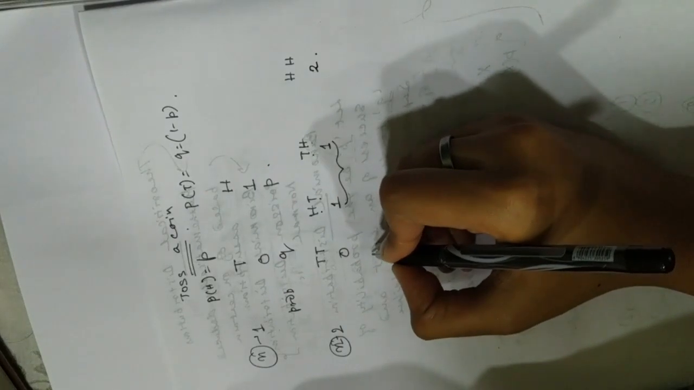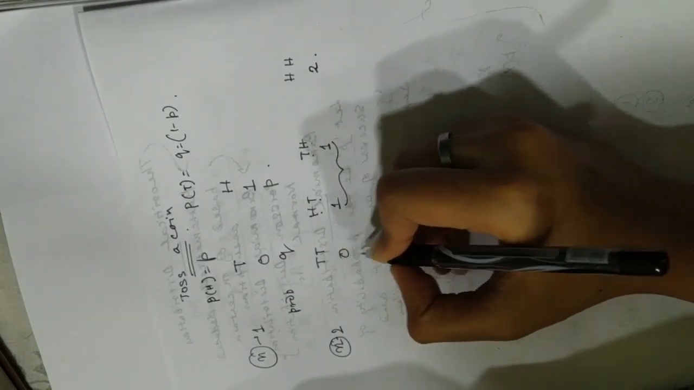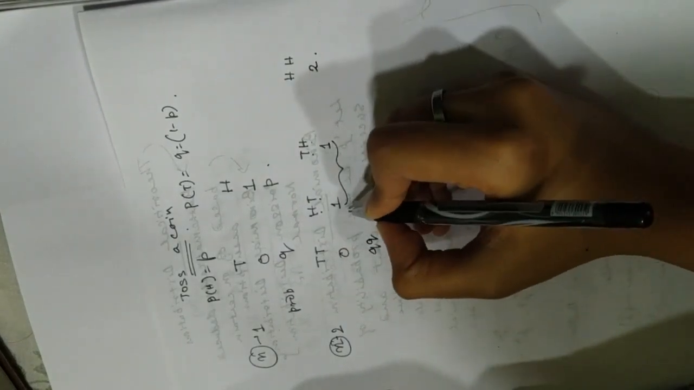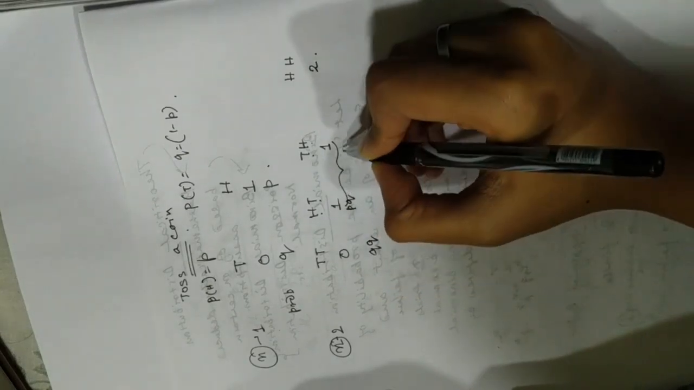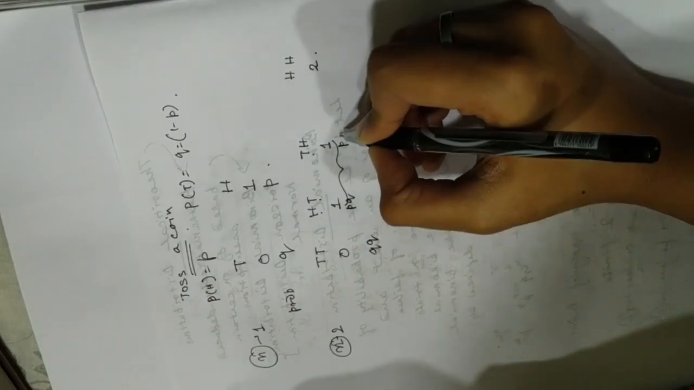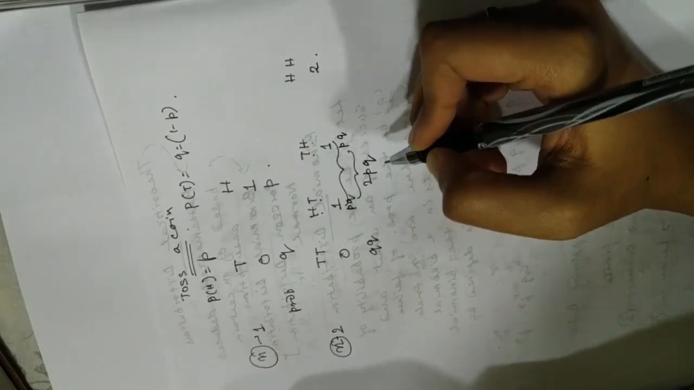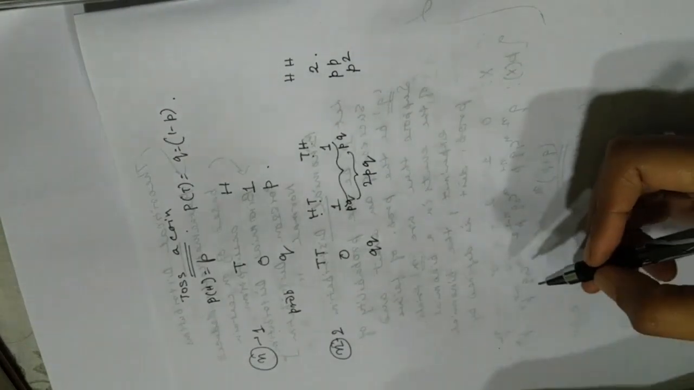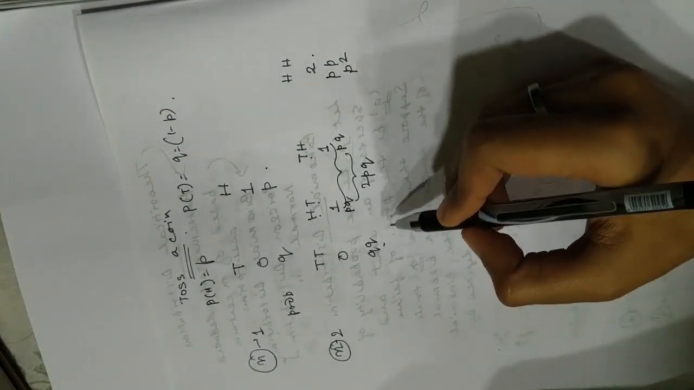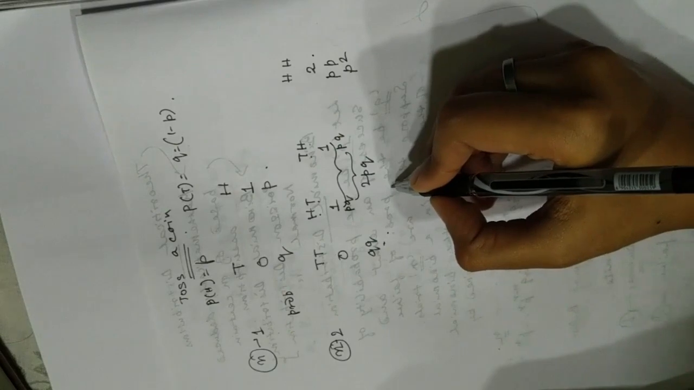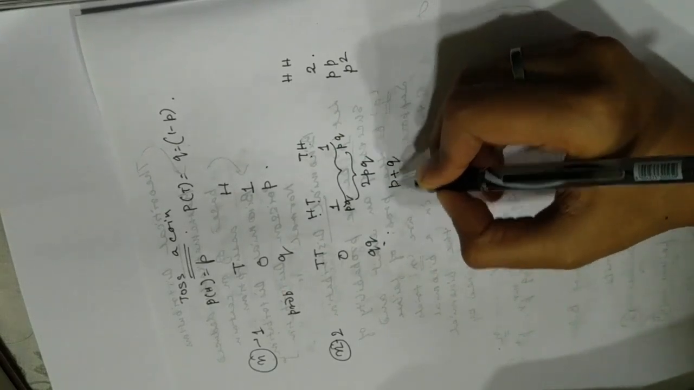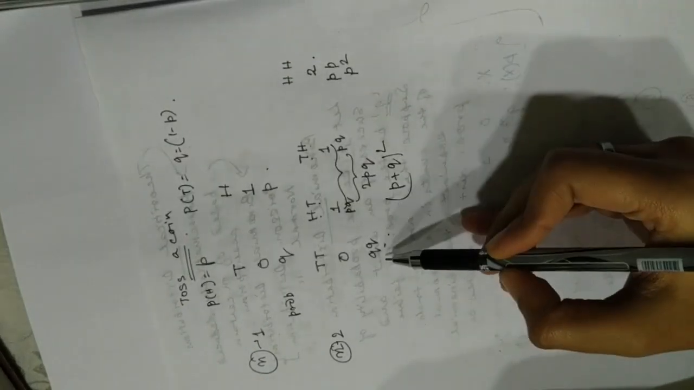So the probability over here is Q squared, that means one tail times another tail. The probability over here is PQ, and also this is PQ, so ultimately the probability is 2PQ. And over here you have PP, that means P squared. So you can see these three terms are obtained from the expansion of (P plus Q) whole squared: Q squared, 2PQ, P squared.